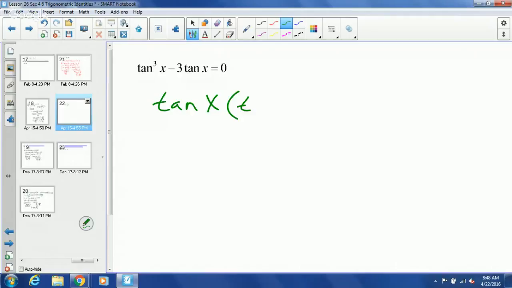Then I'm left with what? Tangent of x times tangent squared of x minus 3. Do I need to keep going, or can I set both of those equal to 0 now?